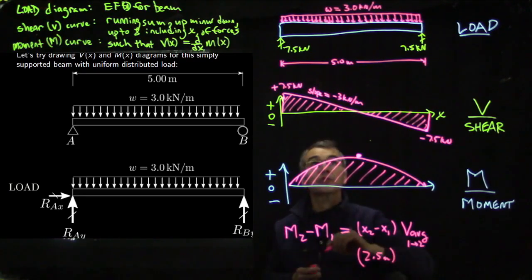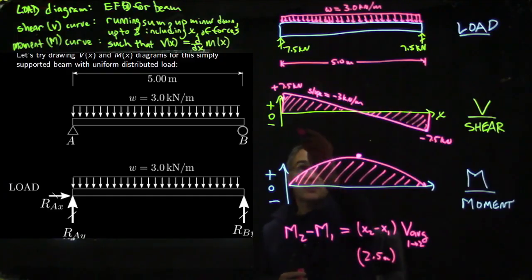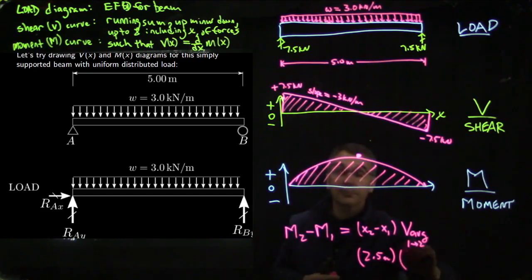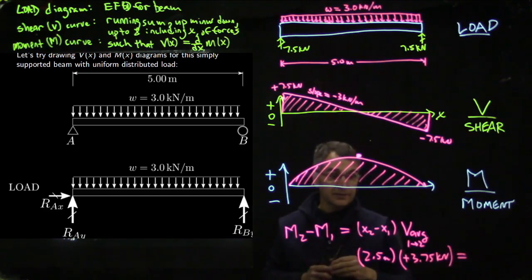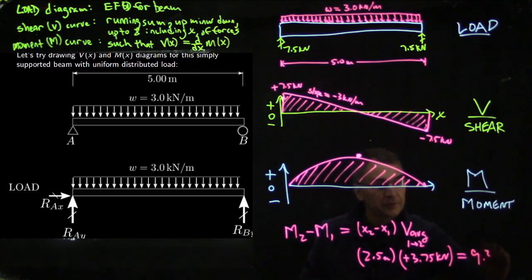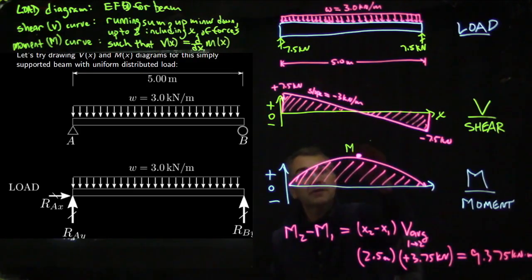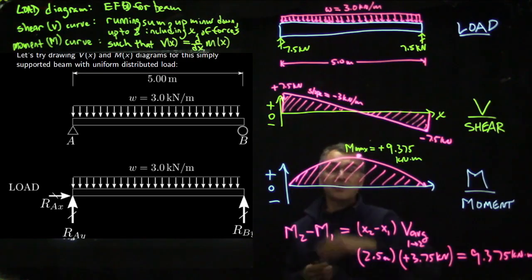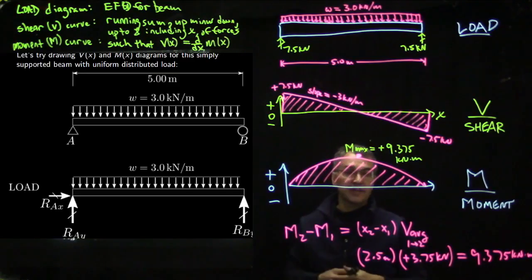These numbers I chose for this problem were not great. This is because it's halfway across a 5 meter long beam, so it's 2.5 meters. And then the average value of the shear from here up to the middle is plus 3.75 kilonewtons. So when you multiply that together, you get 9.375 kilonewton meters. So this maximum value, M max, is plus 9.375 kilonewton meters. And you actually want the absolute maximum, so if it were negative, you'd want the largest negative value.